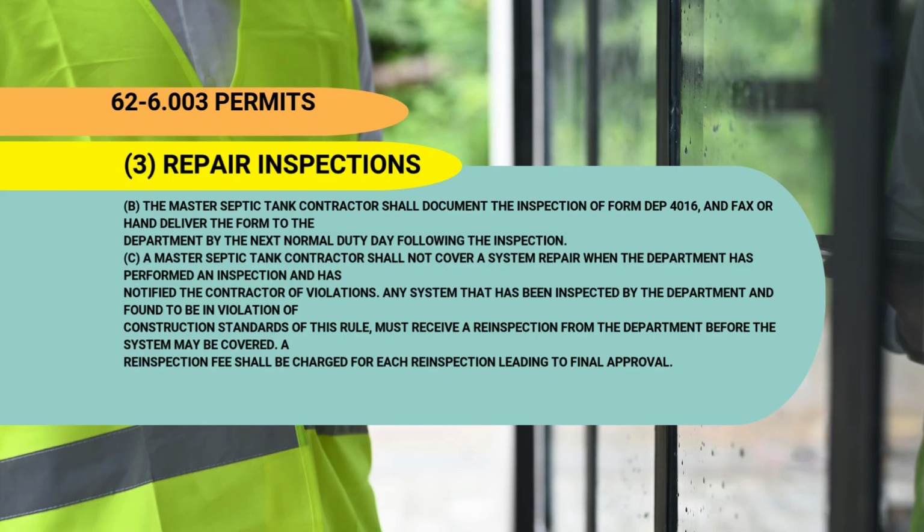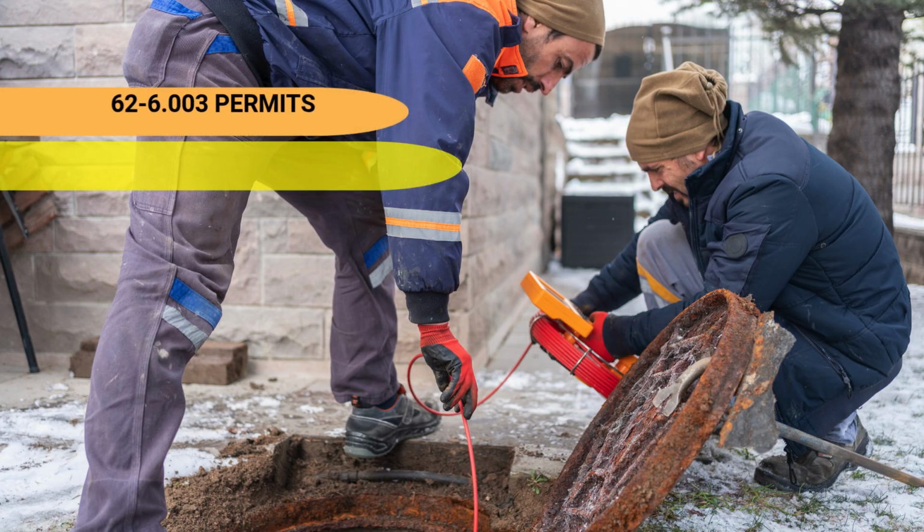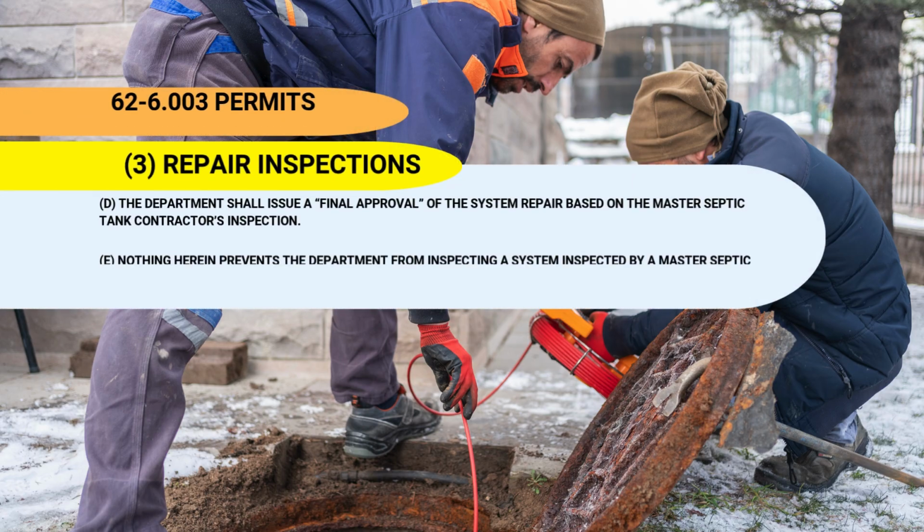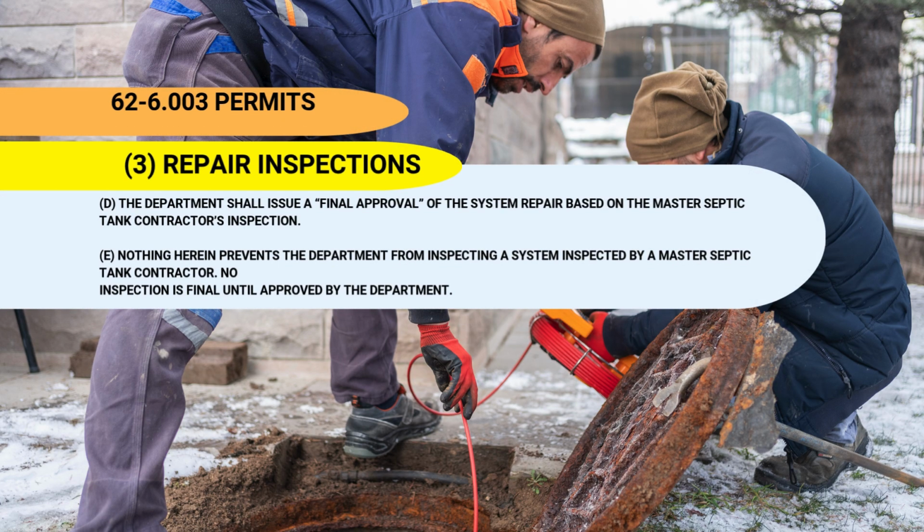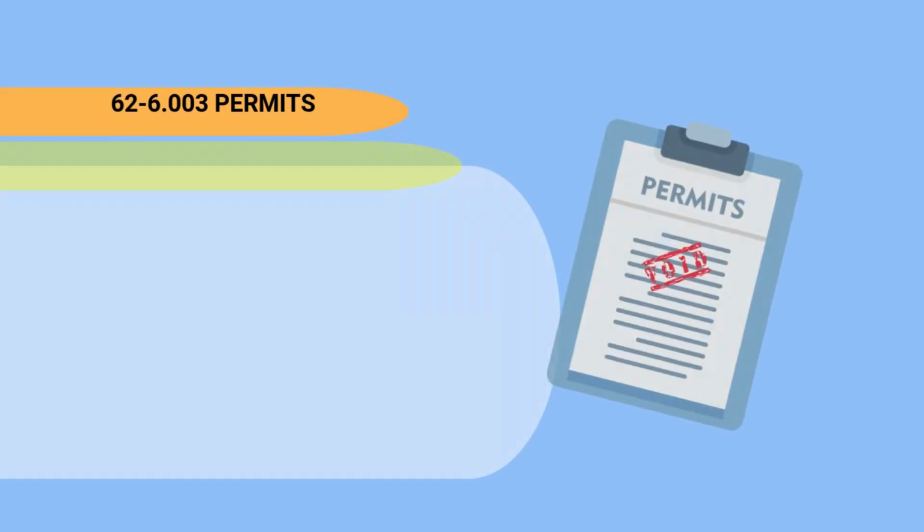Any system that has been inspected by the department and found to be in violation of construction standards of this rule must receive a re-inspection from the department before the system may be covered. A re-inspection fee shall be charged for each re-inspection leading to final approval. D. The department shall issue a final approval of the system repair based on the master septic tank contractor's inspection. E. Nothing herein prevents the department from inspecting a system inspected by a master septic tank contractor. No inspection is final until approved by the department.